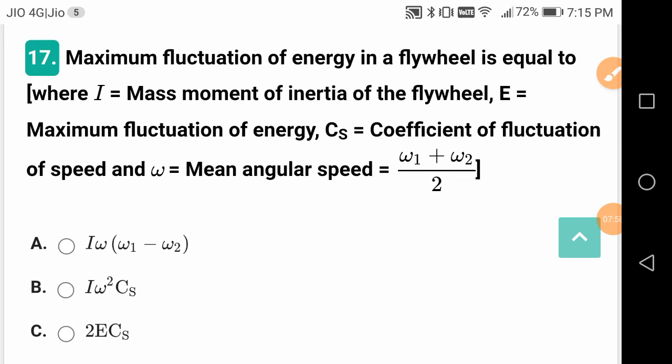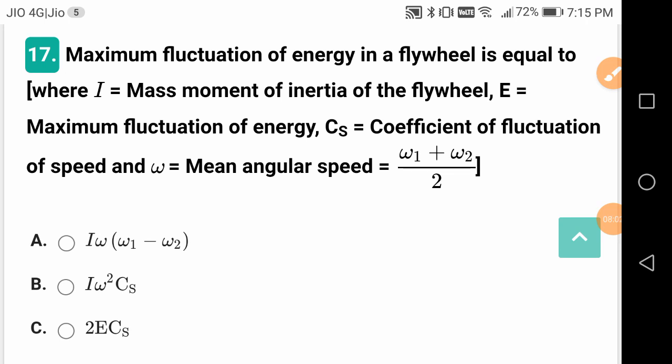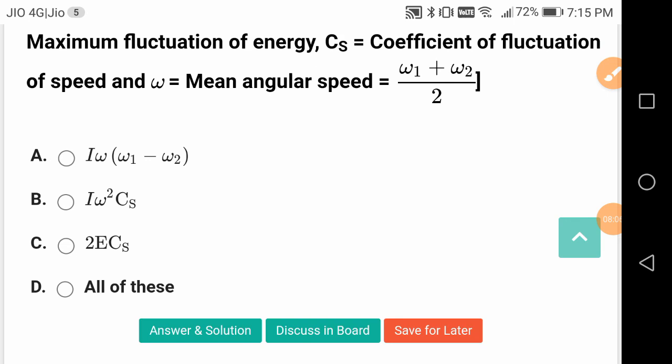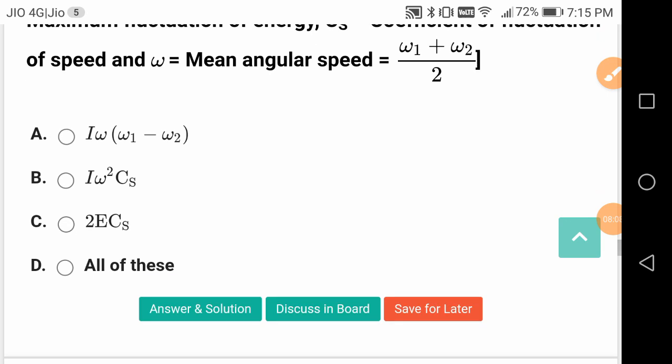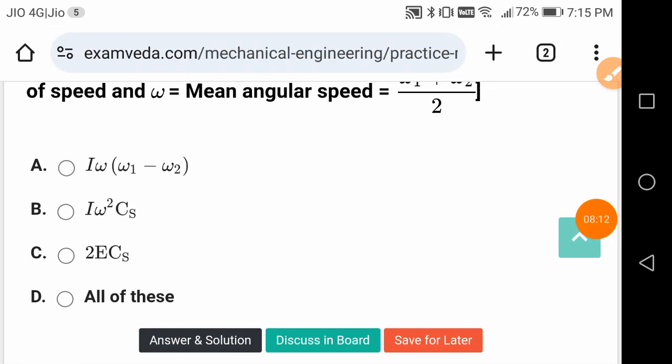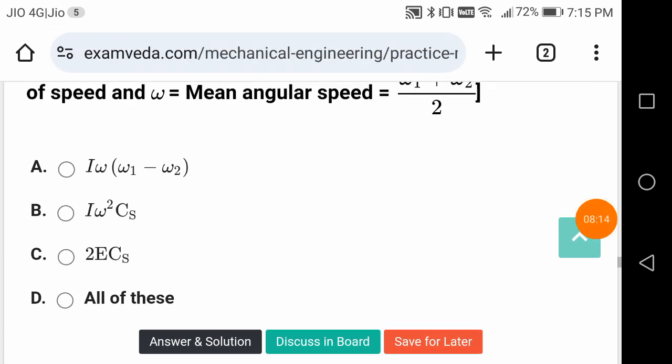Maximum fluctuation of energy in a flywheel is equal to I, mass moment of inertia, E, maximum fluctuation of energy, C, coefficient of fluctuation of speed. Mean angular speed is equal to (W1 plus W2) by 2. Maximum speed W1, minimum speed W2. So this is given by all of the above. All of them will give the same thing.